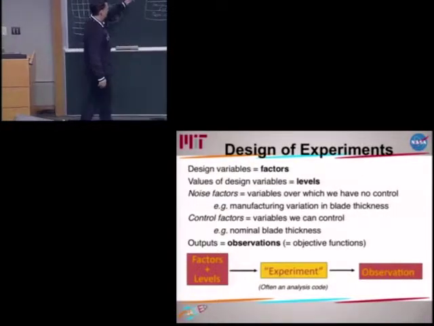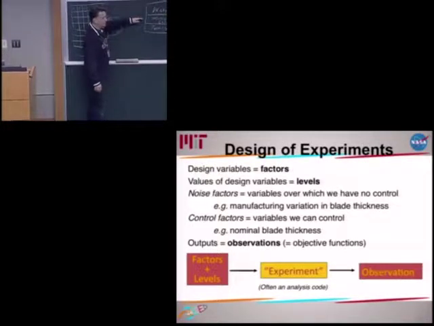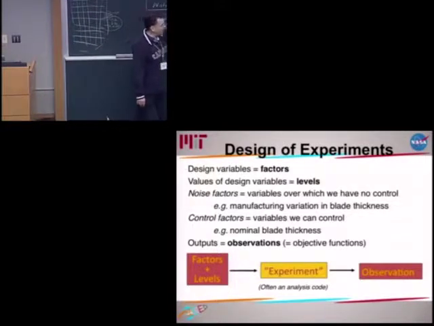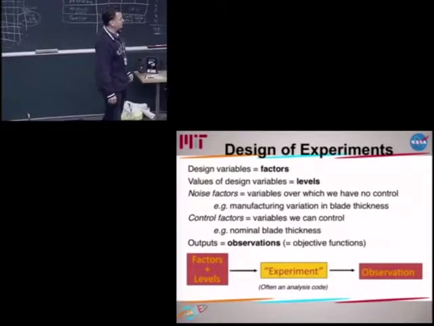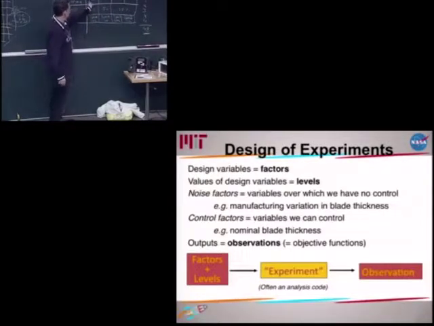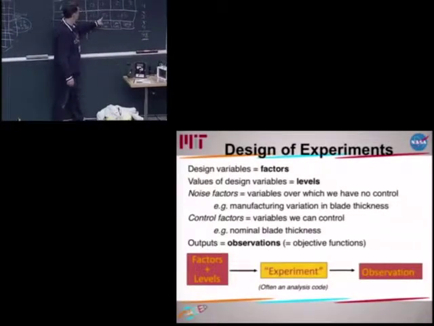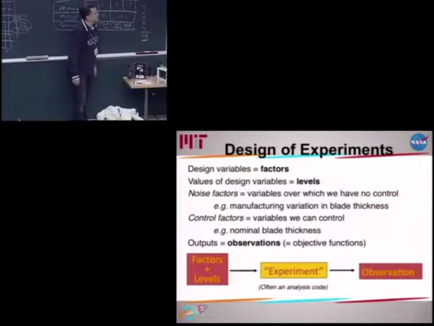So here, the amount of watering, the additives, fertilizer, those are factors. And then the values that you give to those design variables are the levels, right? So in this case, we had 4 levels. Here we had 3 levels. Here we had 4 levels.